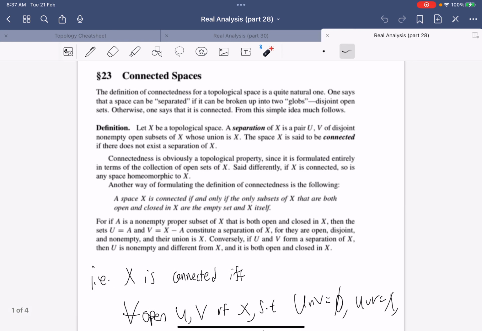You can just think of it as you are unable to split your space into U and V that are disjoint from one another and they cover the whole space. So it is a topological property, and we'll see why later.